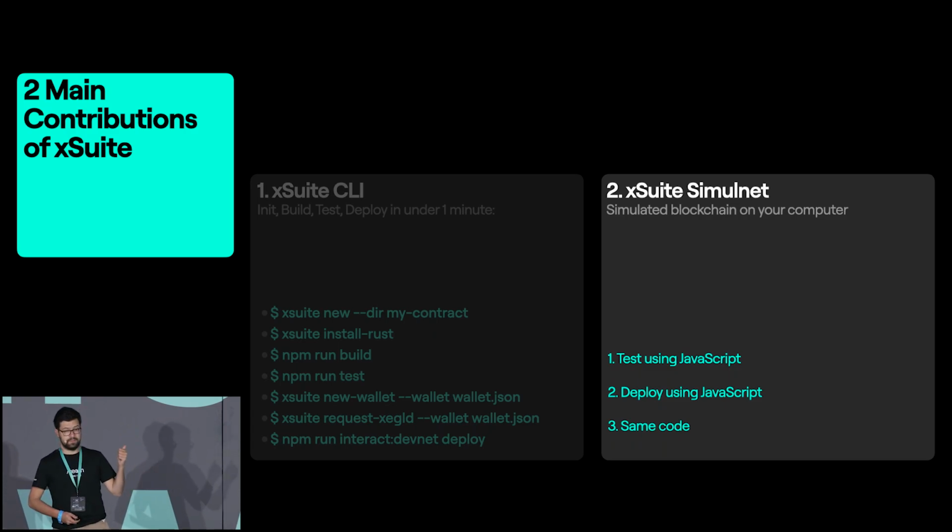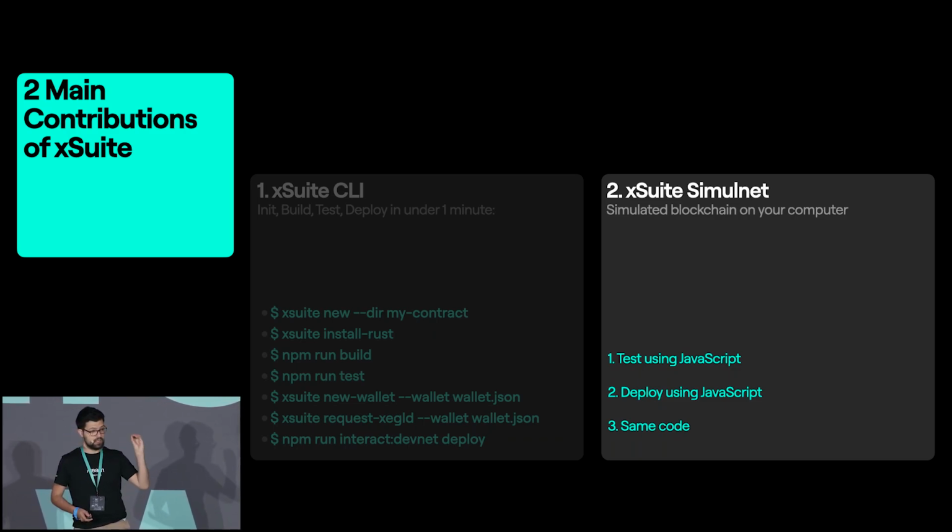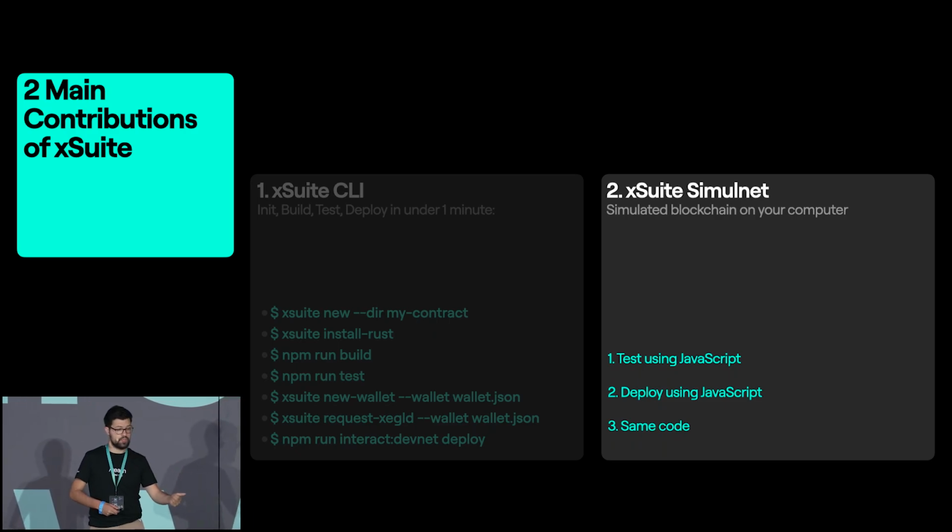So first, you can test using JavaScript. Second, you can deploy using JavaScript, because the Simulnet reproduces the same API as the real blockchain. So a code that is able to interact with the Simulnet is immediately able to interact with the real blockchain. So it means that again, we can use JavaScript, the most used language.